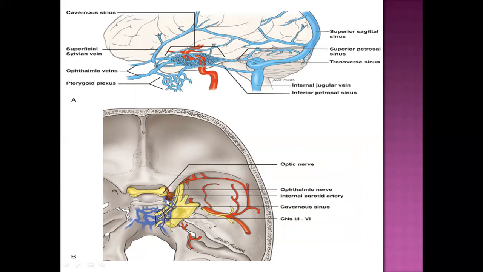The ophthalmic artery gives the central retinal artery. Other arteries given by the internal carotid are the posterior communicating artery, which joins the posterior cerebral arteries, and the posterior cerebral arteries are branches of the vertebral arteries. It also gives the anterior choroidal arteries, which contribute to the formation of the choroid plexus in the lateral ventricle and the third ventricle.